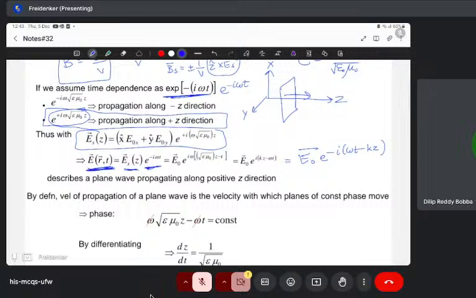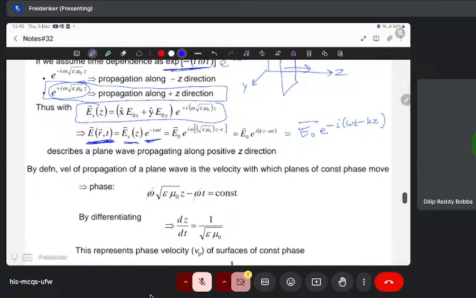Because we are used to seeing wave equations in this format, omega t minus kz, at least I am used to seeing omega t minus kz, so I'll write it this way. This is for a wave traveling in the z direction. What if the wave is traveling in some 3D direction? What do you do? That is simple.